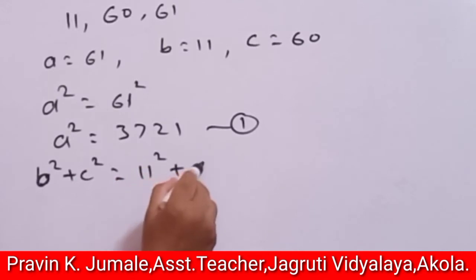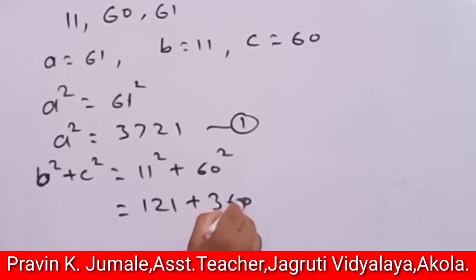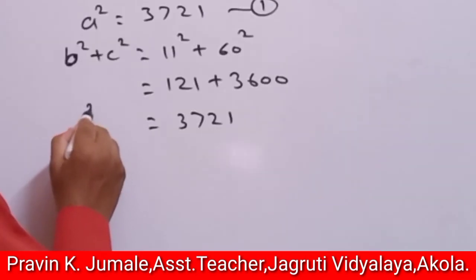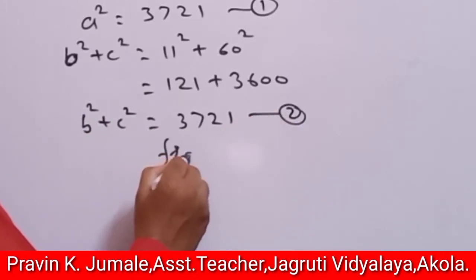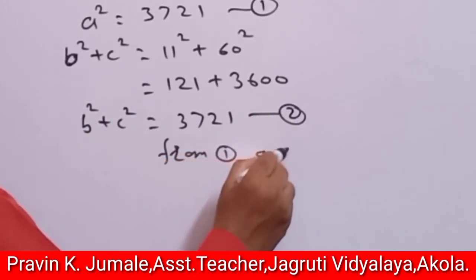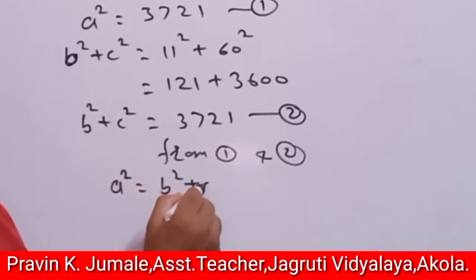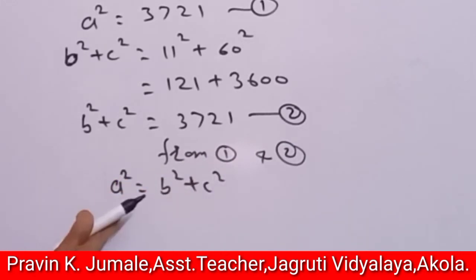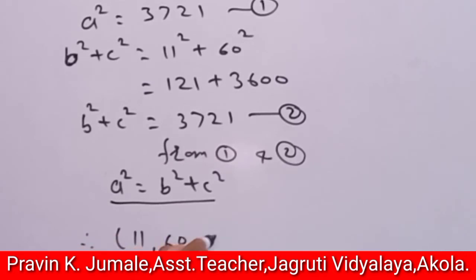11 square plus 60 square. 11 square is 121. 60 square is 3600. B square plus C square is 3721. This is equation number 2. From 1 and 2, A square is equal to B square plus C square. Square of largest number is equal to sum of the square of remaining two numbers. Therefore, 11, 60, 61 is a Pythagorean triplet.